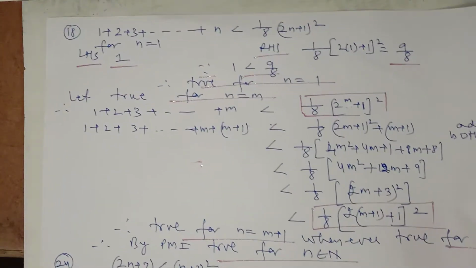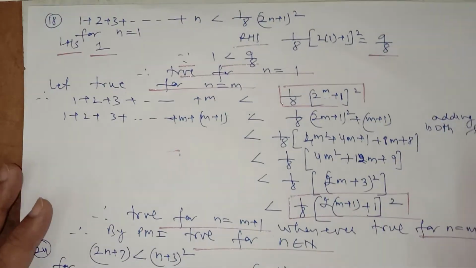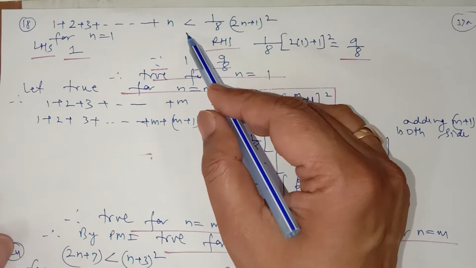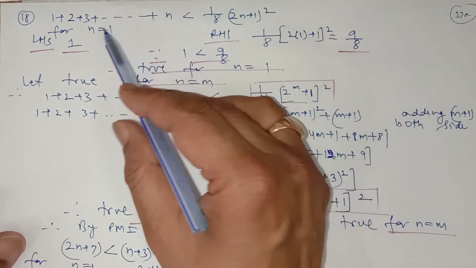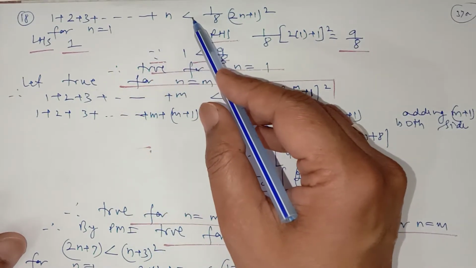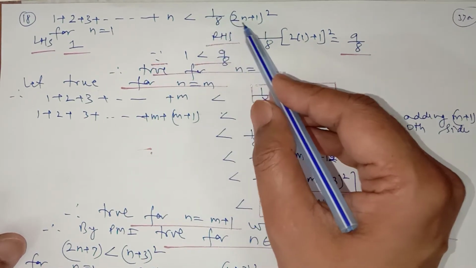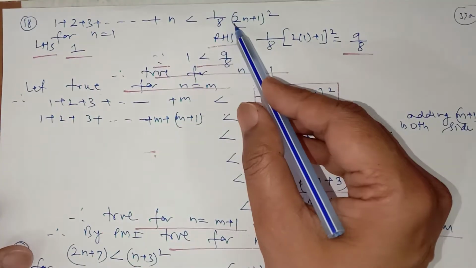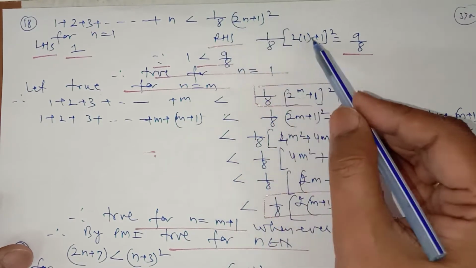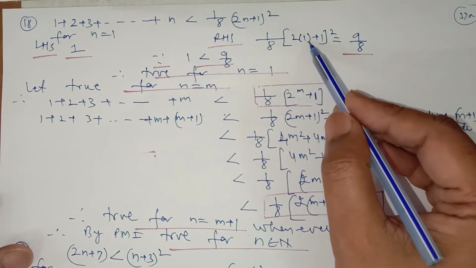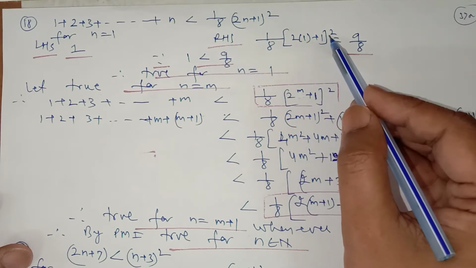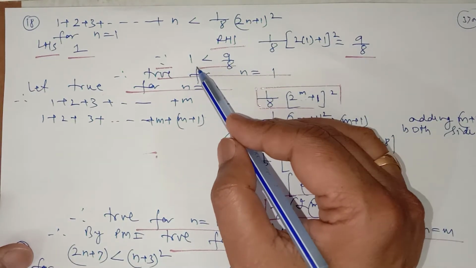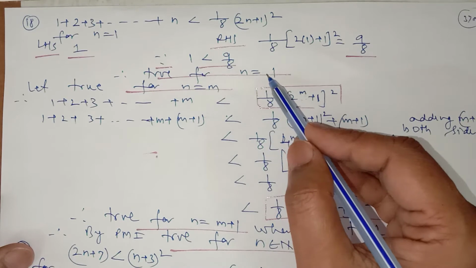In question number 18, in place of the equal sign, we have the less than sign. So we proceed as usual. It is 1 plus 2 plus 3 up to n, and the sum of these terms is less than 1 upon 8 (2n + 1) squared. So for n equal to 1, the one term is equal to 1, and on the right hand side we have 1 upon 8 (2 into 1 + 1) squared. If you simplify it, 2 plus 1 is 3, 3 squared is 9, so 9 upon 8, which is greater than 1. The right hand side is greater than 1, so it is true for n equal to 1.